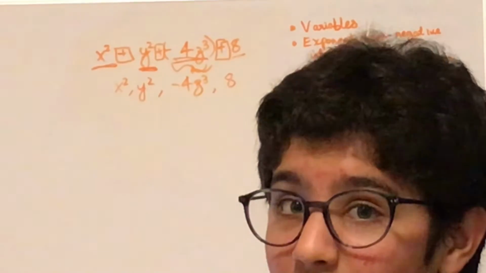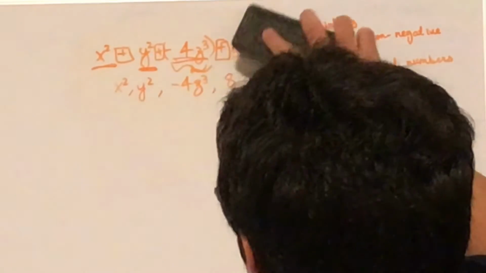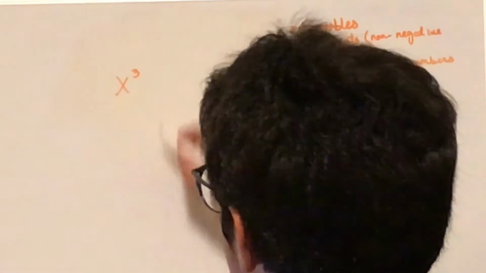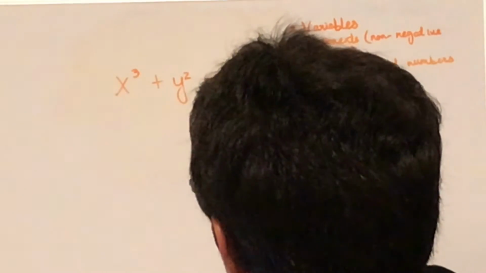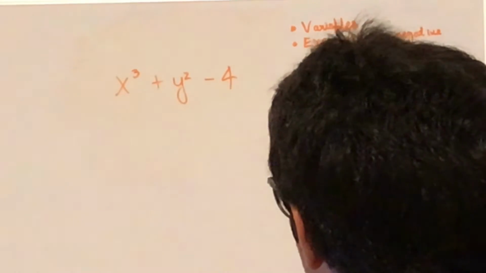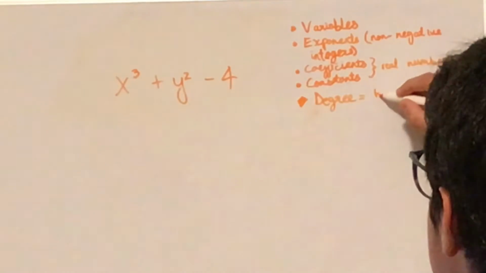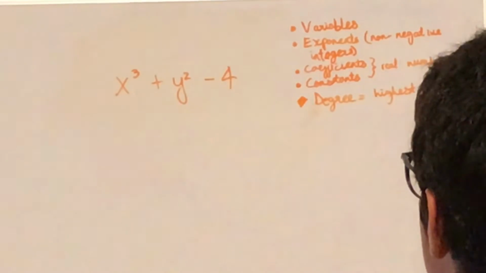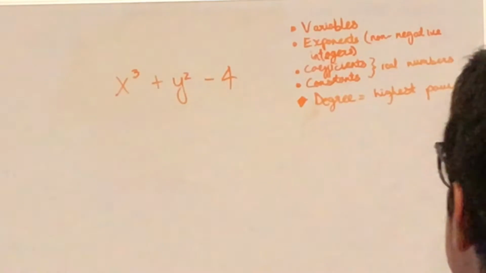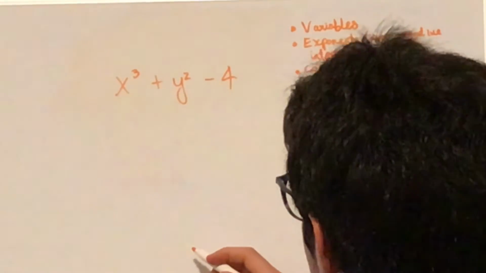We can also classify them by degree. Degree is not too complicated. If it sounds complicated, don't worry, it's actually not too hard. I'll give you an example: x cubed plus y squared minus 4. The degree is basically just the highest exponent. Let me write over here as a note: degree equals highest power. And obviously the powers have to all be non-negative, because that's what happens in a polynomial.